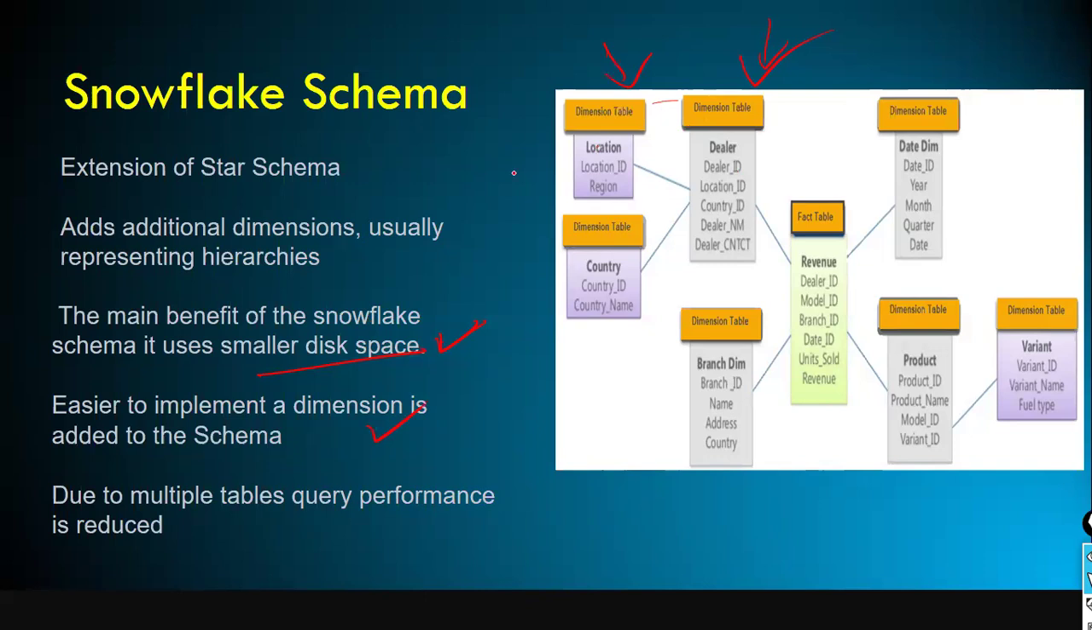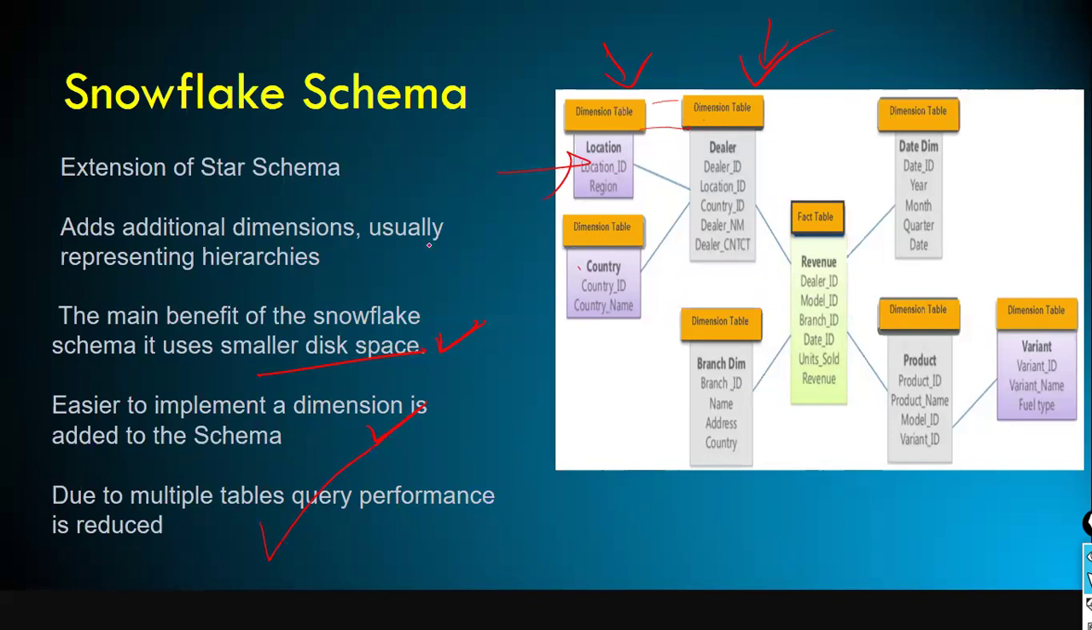For example, you need to tell them the table naming, what the other tables are, how you split the table, and what the names are. That's all. Okay. So due to multiple tables, query performance is reduced. Since you have split a single dimension into multiple dimension tables, it will slow down your report performance.